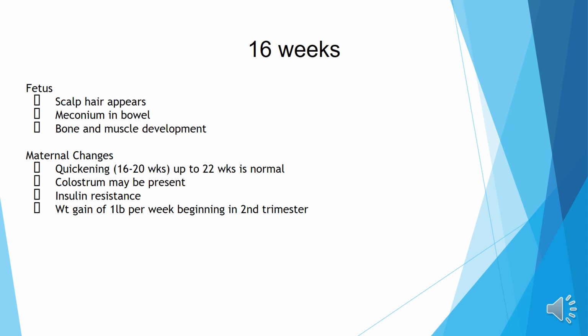Insulin resistance can happen. So if we think about that transition into later pregnancy where moms become hyperglycemic, there you go. There's the turning point. Weight gain of 1 pound per week beginning in the second trimester is normal.